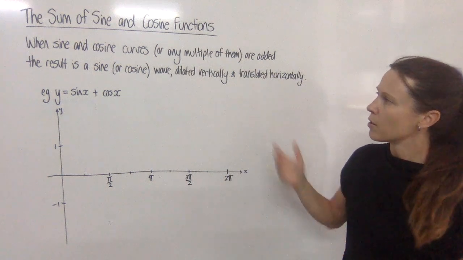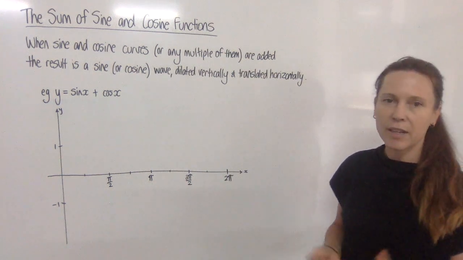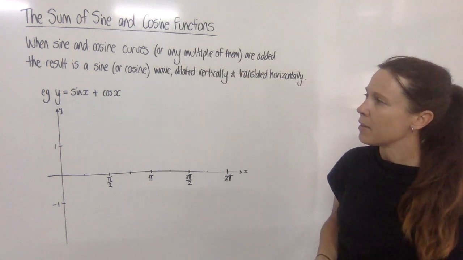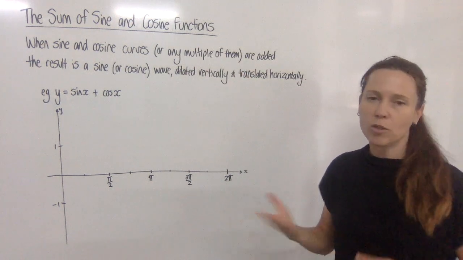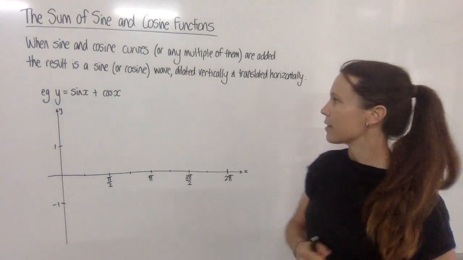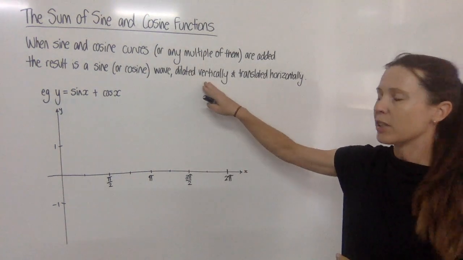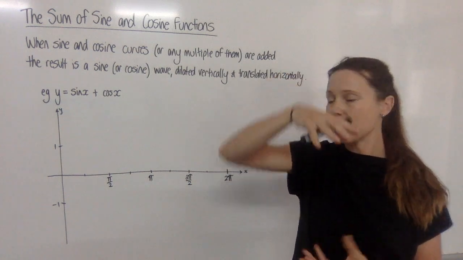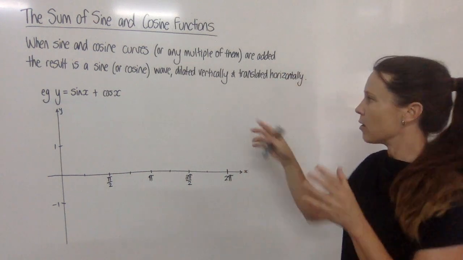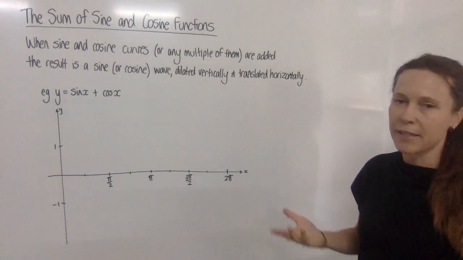So the starting concept is just that when sine and cosine curves, or any multiple of them, are added together, the result is still a sine or a cosine curve. We'll call it a wave, something that continues on like this. But it's been dilated vertically. That means it's been stretched upwards, and it's been translated or slid horizontally. Now, what does this mean? Well, we'll have a look with an example here.